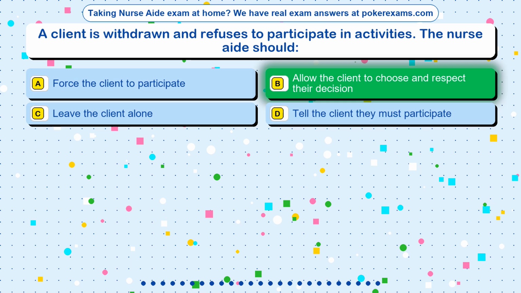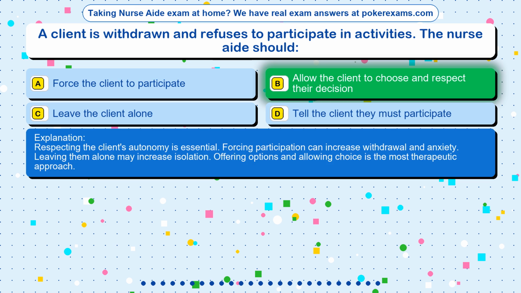The correct answer is option B. Allow the client to choose and respect their decision. Respecting the client's autonomy is essential. Forcing participation can increase withdrawal and anxiety. Leaving them alone may increase isolation. Offering options and allowing choice is the most therapeutic approach.